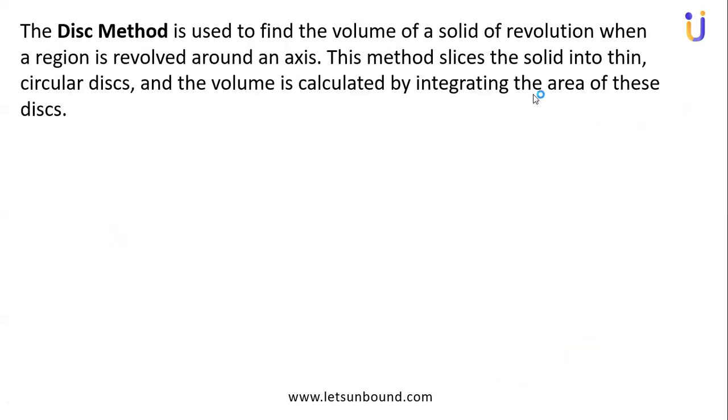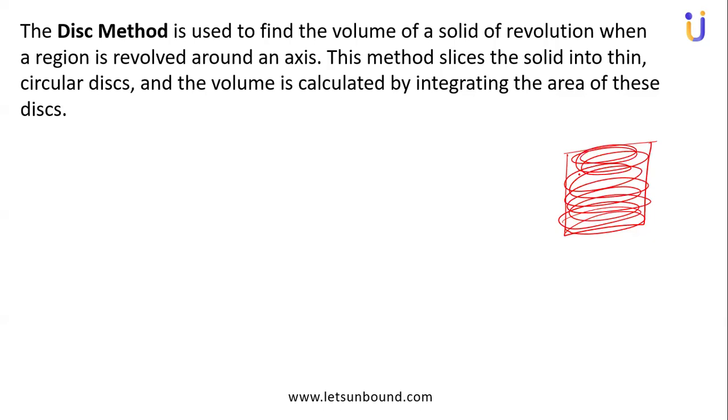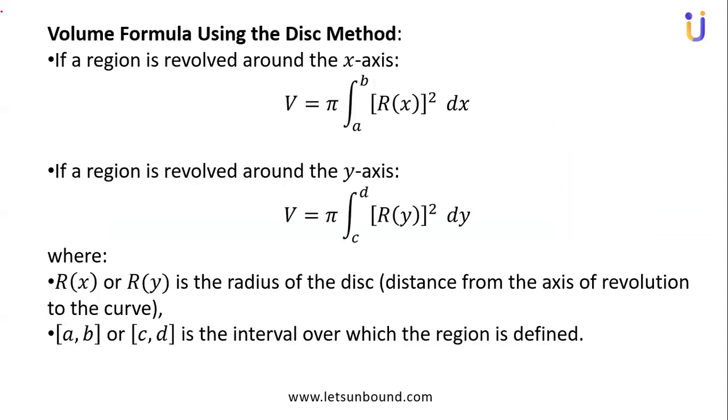Now, the disk method is to find the volume of a revolution when a region is revolved around an axis. This method will slice the solid into thin circular discs. So here you will slice it into thin circles and you will find the area. The accumulated area is the area function, and if you integrate, you will get the volume. The same concept.